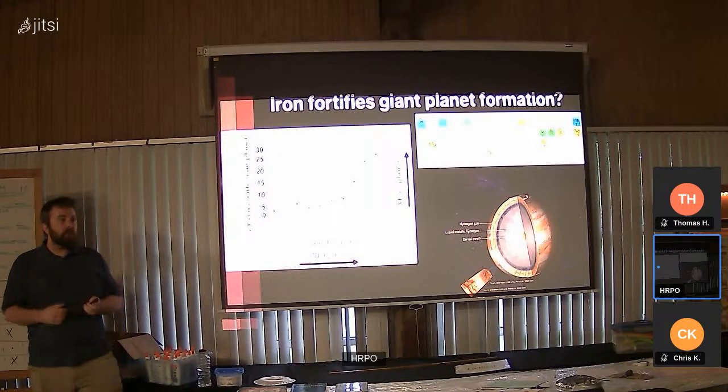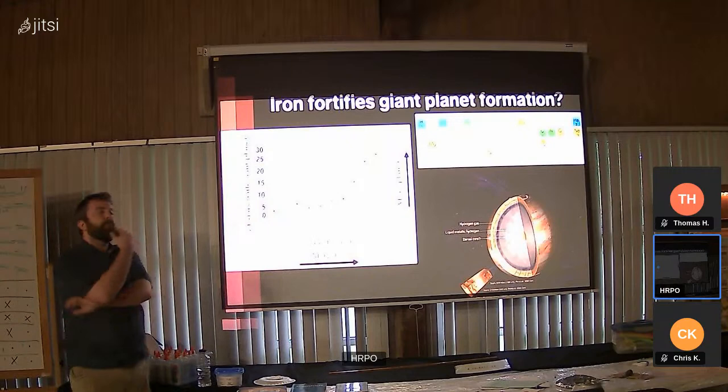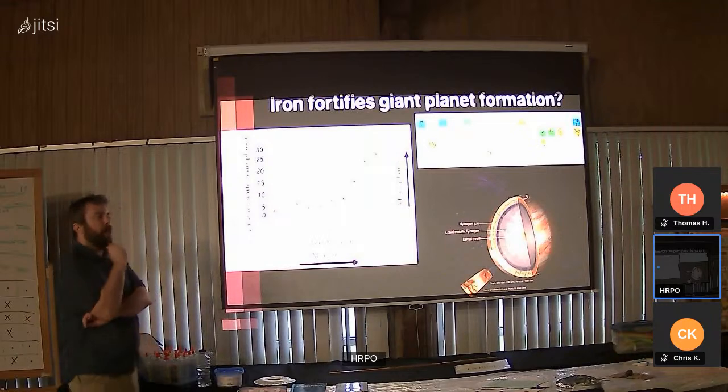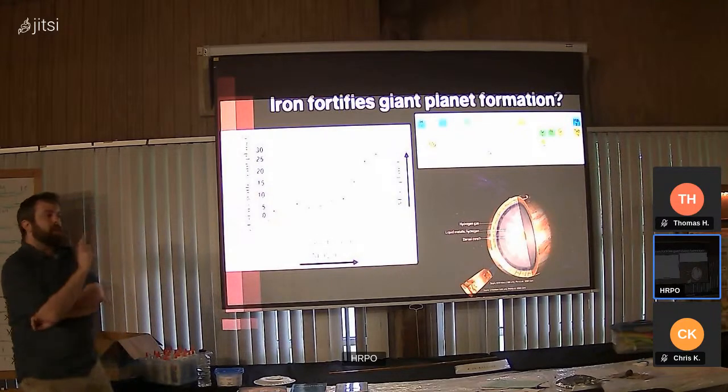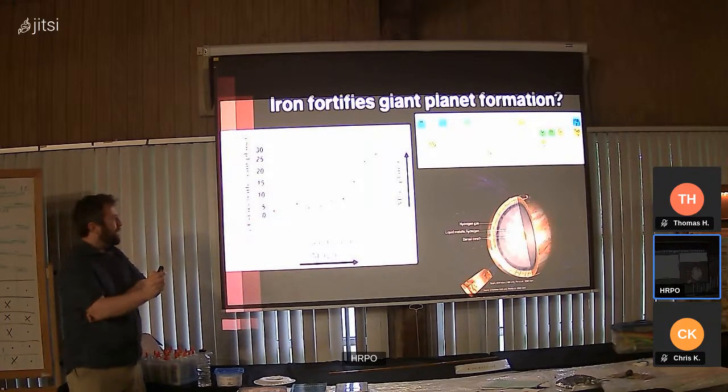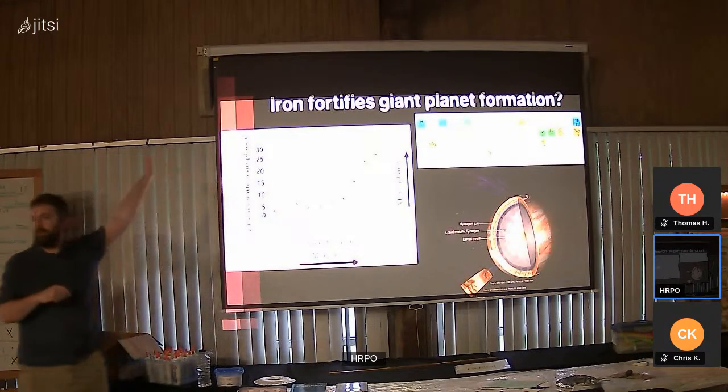So when you're saying giant planets, they're not all gas planets, correct? That's right. That must be what I was confused on. Okay, I'll come back to that in 2 or 3 slides. So more metals, you get more planets.